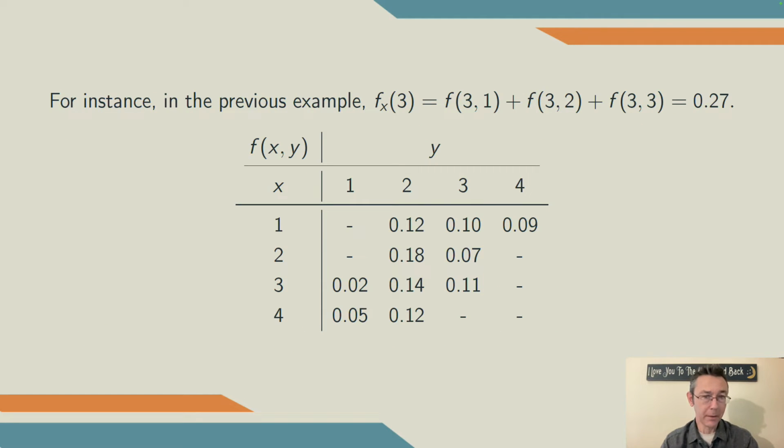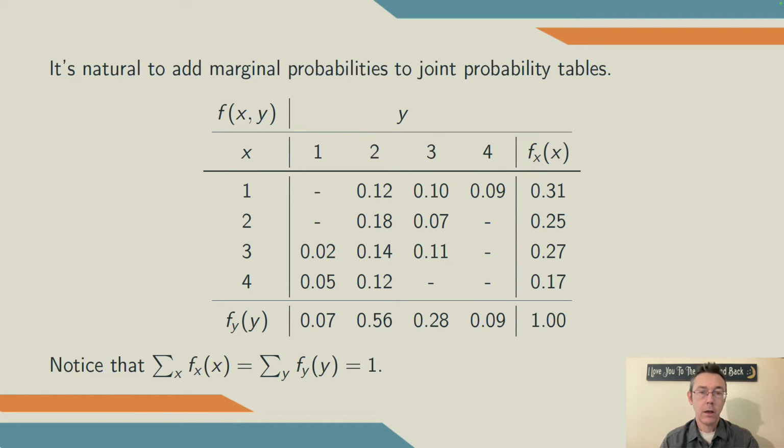Going back to the same example we've been looking at, f sub X of 3 is obtained by summing up f(x, y) with x equals 3 over all the possible values of y. In this case, I'm doing f(3, 1) plus f(3, 2) plus f(3, 3). When I do all that arithmetic, I get 27%. Again, I'm keeping the x value of 3 and adding up over all the possible values of y for that x value.